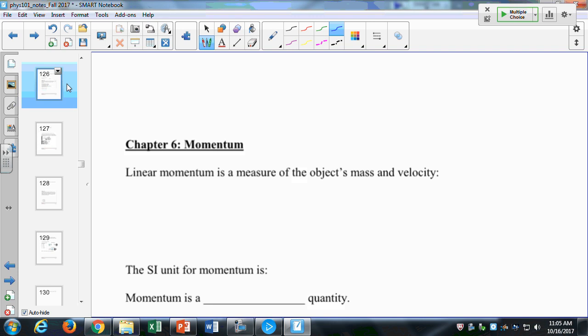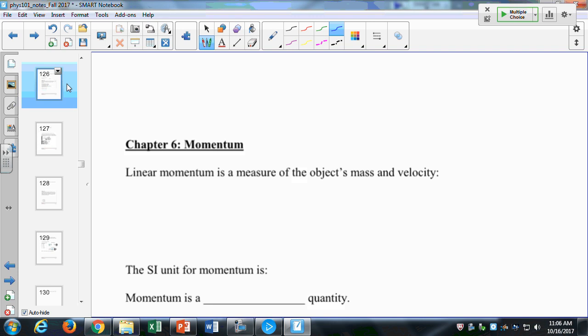The second thing that we're going to do is look at collisions of particles in 1 dimension or in 2 dimensions and look at how they respond to one another. We'll use the conservation of momentum. So really just 2 things in this chapter. It's a pretty short chapter. In fact, we'll probably get through this chapter and then also get into chapter 7 before the exam.